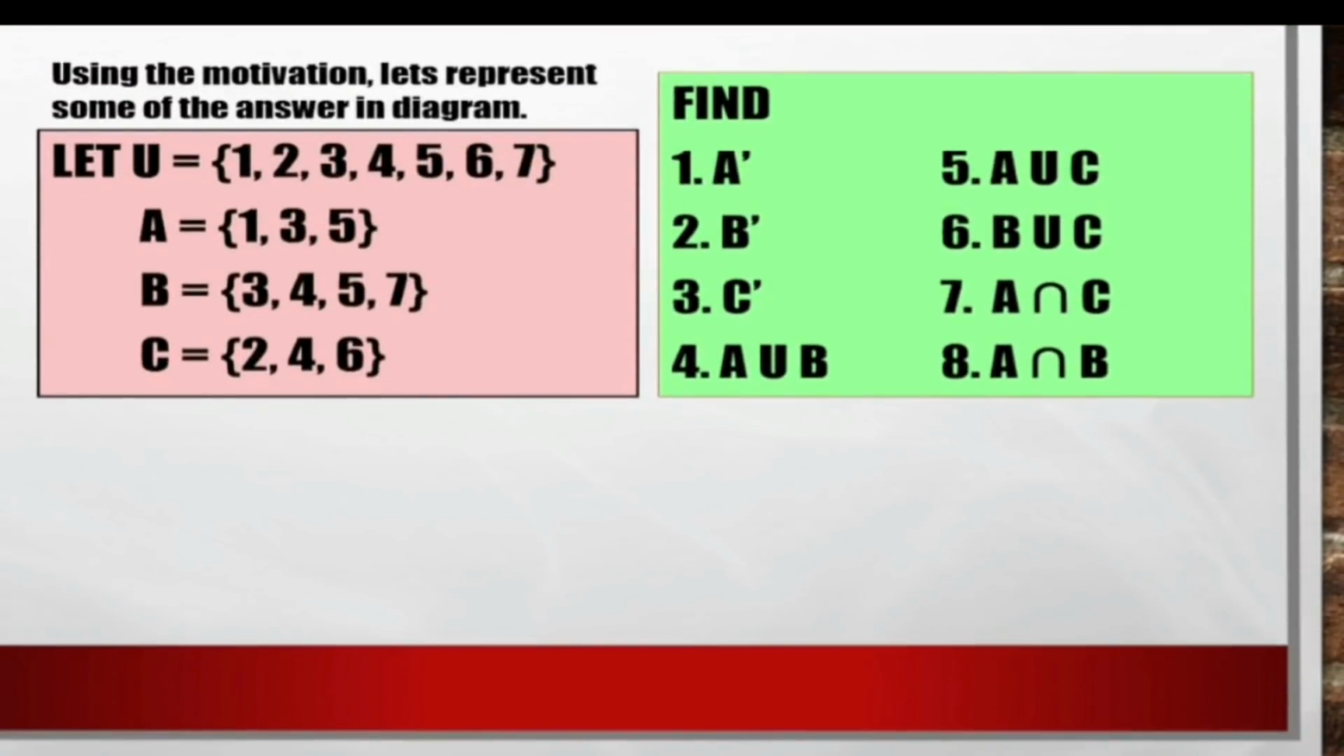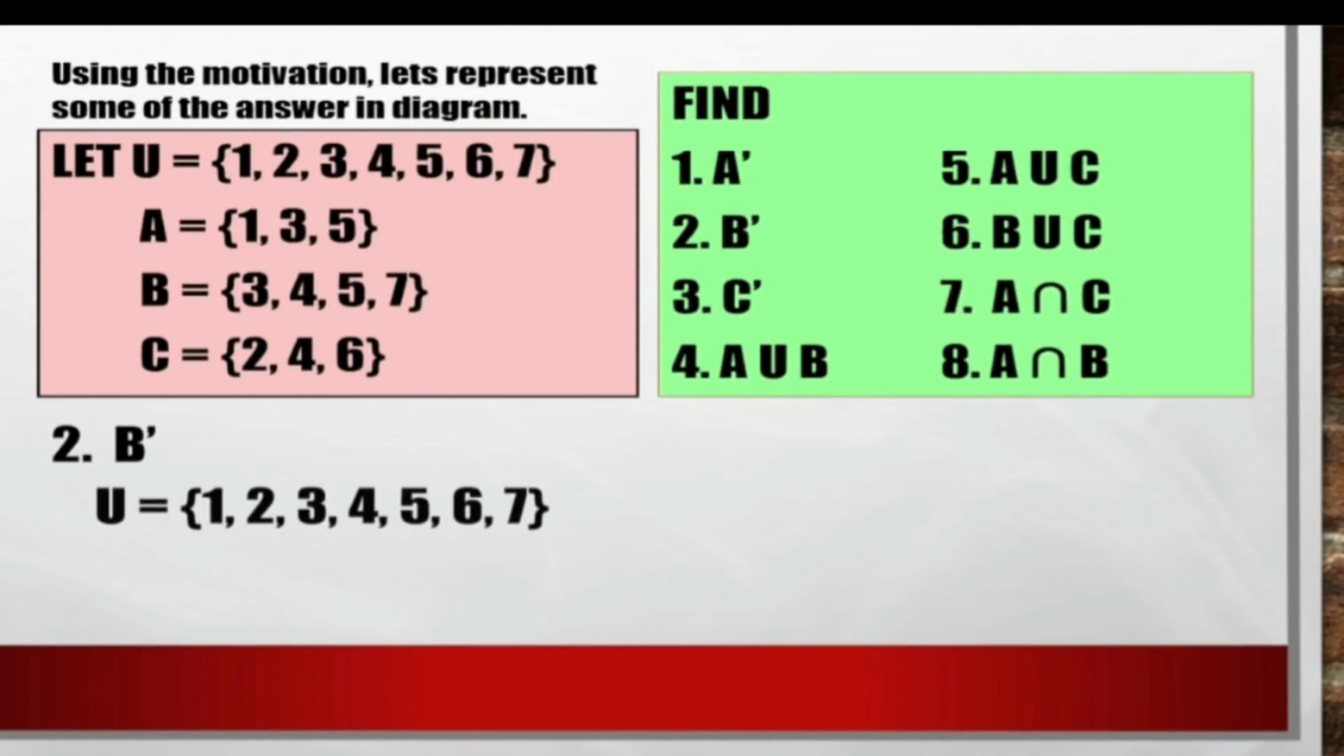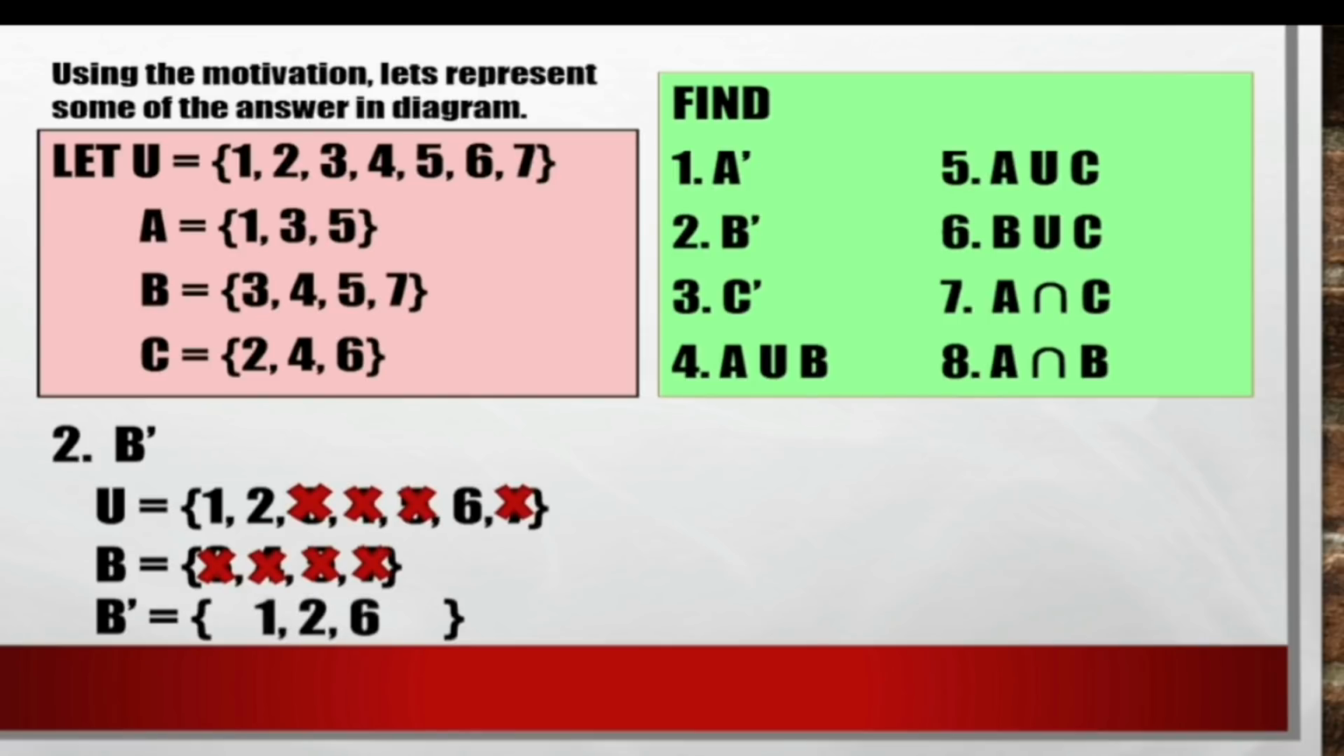Now let's try to answer number 2. That is B prime. So we write again the elements of the universal set and our set B, which contains the elements 3, 4, 5, and 7. Now, if we're going to get B prime, we simply cross out the common elements between these two. So we have 3, 4, 5, and 7. So what is left in the universal set are the elements 1, 2, 6, and that is our B complement.